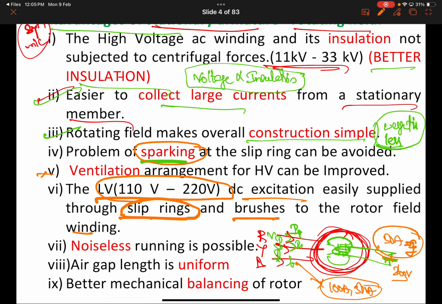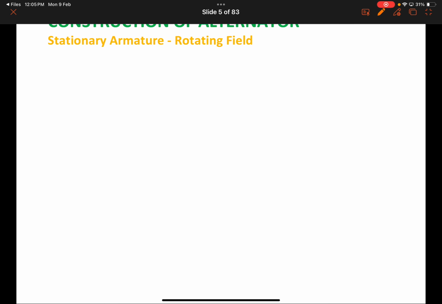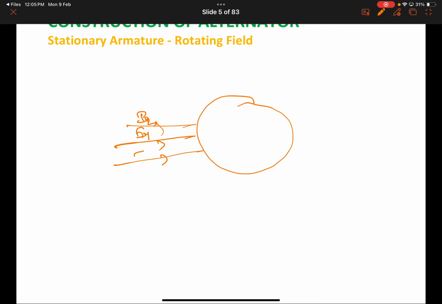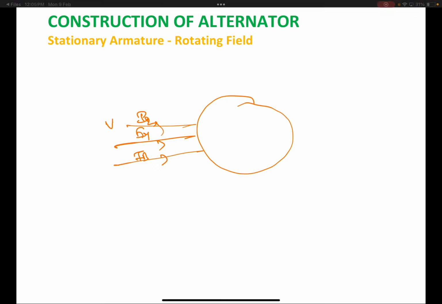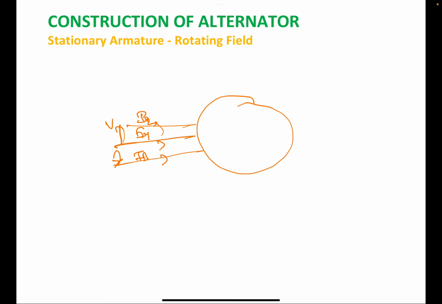Let me try to summarize once again. Let me try to redraw the diagram again here. This is the stator, with IR, IY, IB here, and V. Coming to this.